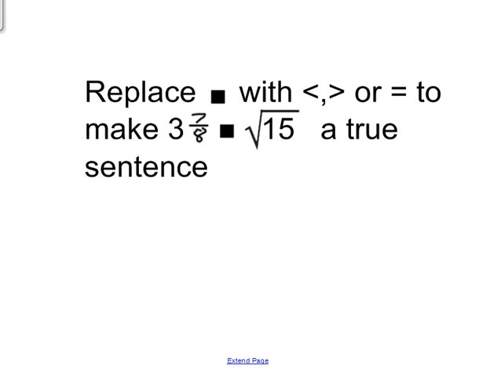Here we're asked to replace this symbol with a correct sign. I'm going to change both of these to a decimal and then compare the decimals. So I've got 3 7/8, which becomes 3.875. And I've got the square root of 15, again with my calculator. I've got 3.8729.